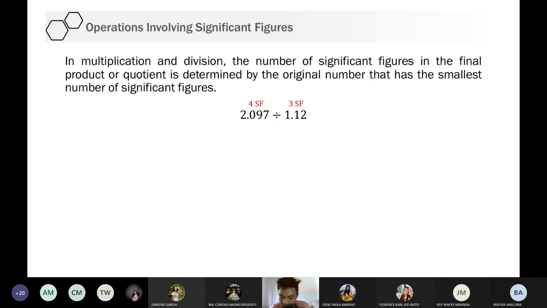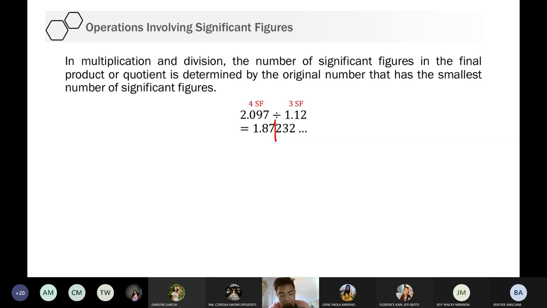So, let's have another example. We have 2.097 divided by 1.12. Okay? So, we have three sig figs there and four sig figs for the first number. Okay, so which one are we going to follow? Obviously, the three sig figs. Okay, so our final answer must be written in three significant figures. For example, this is my answer, 1.87232..., because that is a continuous number. So I have to cut off right here, after 7.